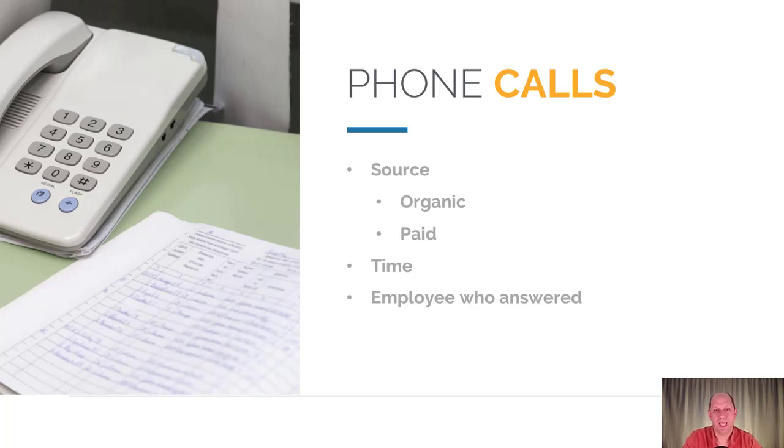Phone calls, of course, have some inherent nature to them. Time: when did they call? This could be useful between mornings and afternoons or weekends or after hours. And the employee that actually answered the call, which, in a sense, if these are salespeople, then that information is also available to be recorded to look at the conversion rate.